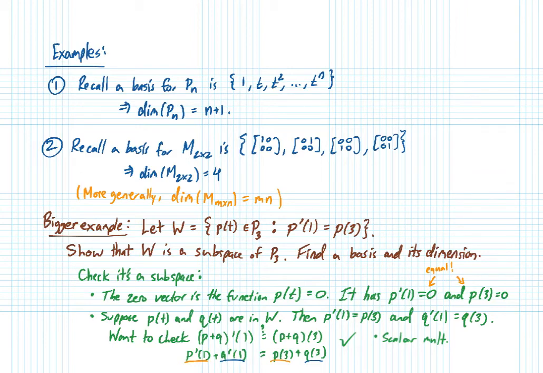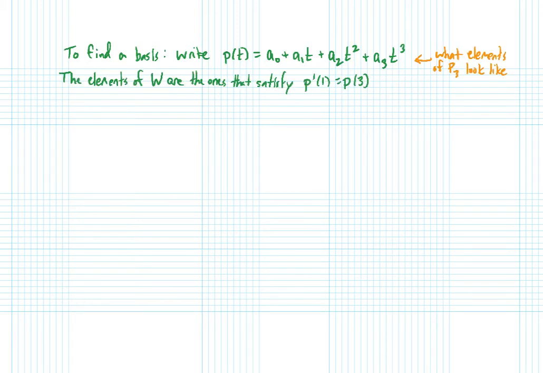But now the question is, how do we find a basis for this subspace? And the way to do that is that you turn it into a system of equations. So what you do is you start by writing P of t as a naught plus a1 times t plus a2 times t squared plus a3 times t cubed. This is what a general element of P3 looks like. And then we know that the elements of W are the ones that satisfy P prime of 1 is equal to P of 3, and so we can expand out that equation.